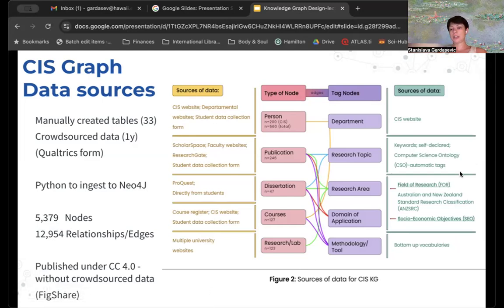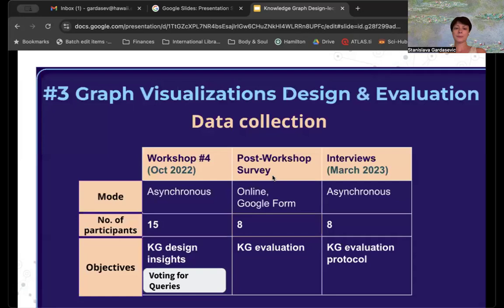But these are all the different sources of data that were used for different types of nodes. So I did scrape websites, I did a lot of tagging of papers and dissertations. And the next stage of the study would be to optimize most of that. However, not everything can be optimized. And that's actually what makes this graph special, because a part of it, especially this crowdsourced data, has to be manually input. And that ended up being the most valuable information, of course.